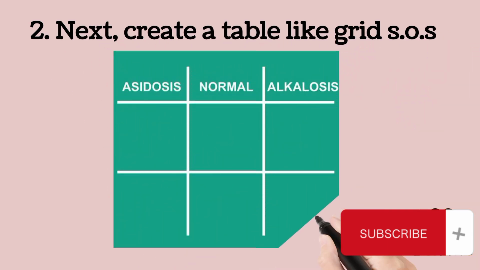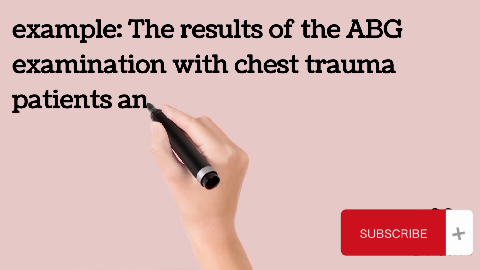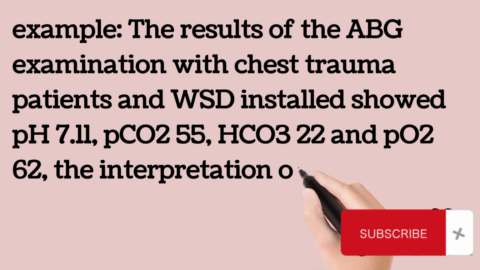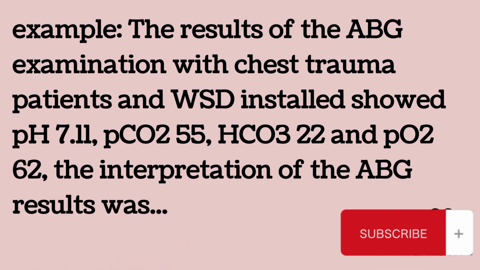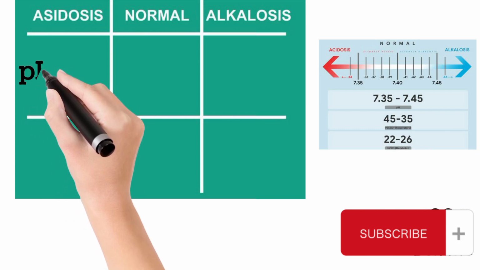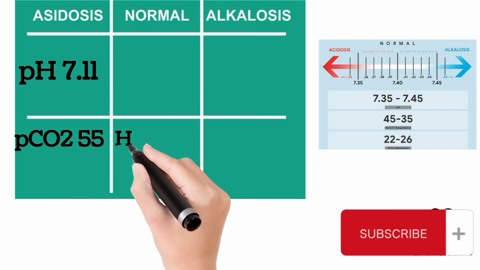The second step, create a column-like grid. Example: the result of the ABG examination with a chest trauma patient with a WSD installed showed pH 7.11, PCO2 55, and HCO3 22. The interpretation of the ABG results was: pH 7.11 in the acidosis column, PCO2 55 in the acidosis column, and HCO3 22 in the normal column.